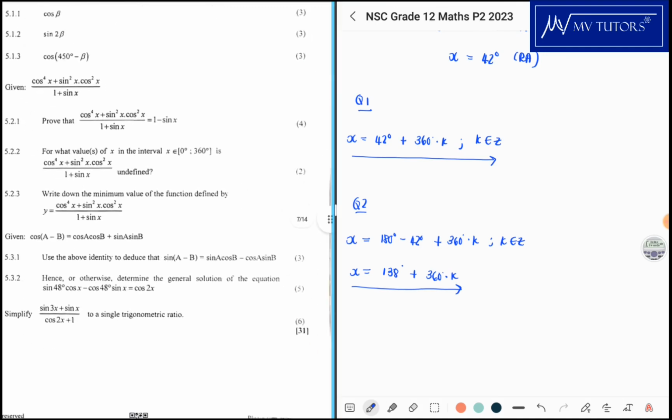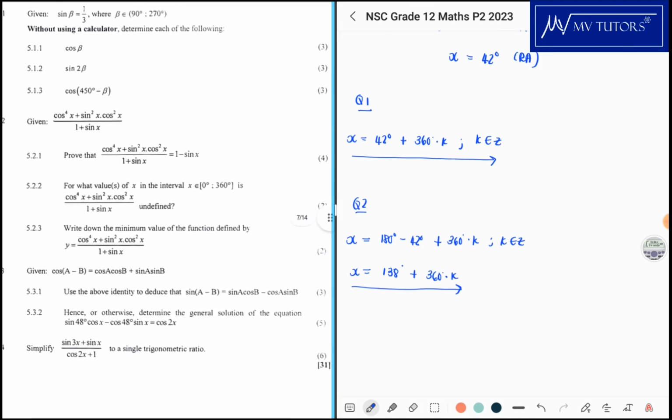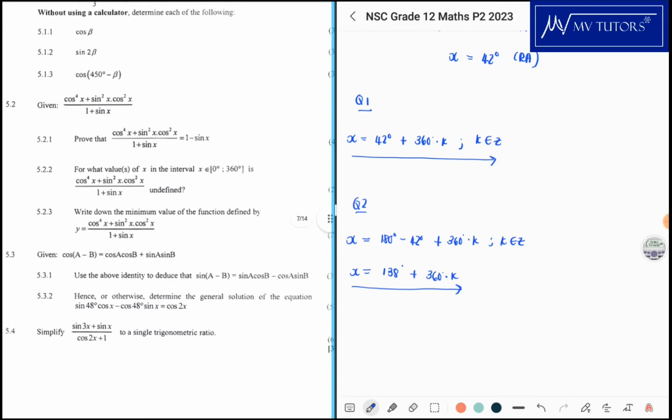And then, is it the last question? Yes. You see, this section counts a lot. 31 out of 150. That's already like a fifth of the paper. That's 20%. So you want to make sure that you do well in your trigonometry section.